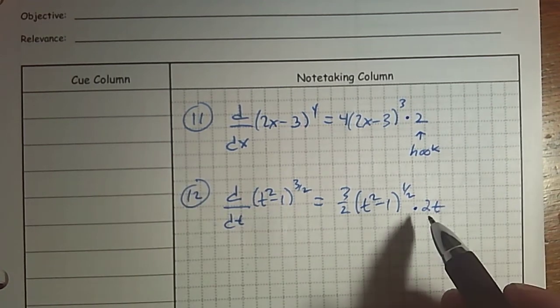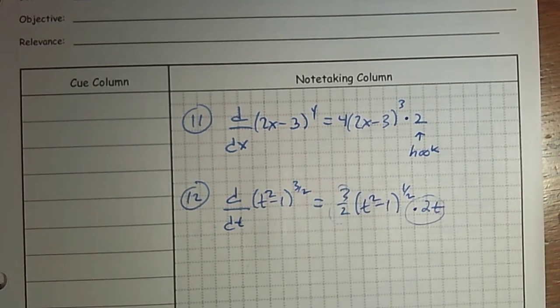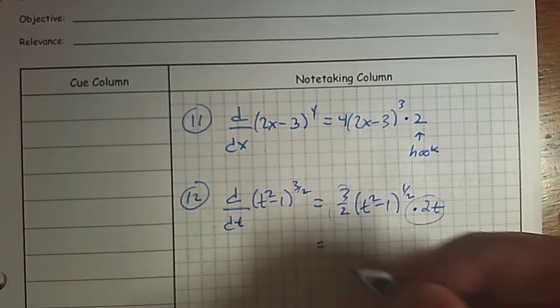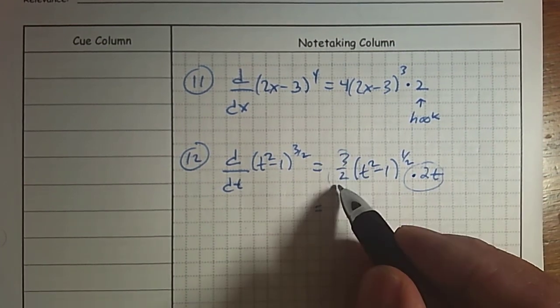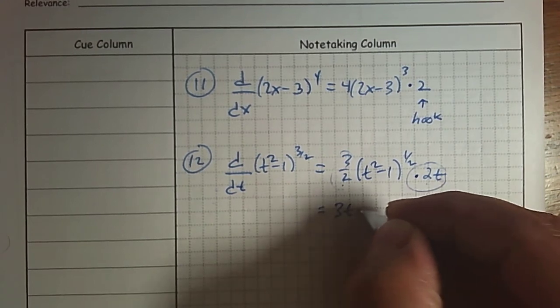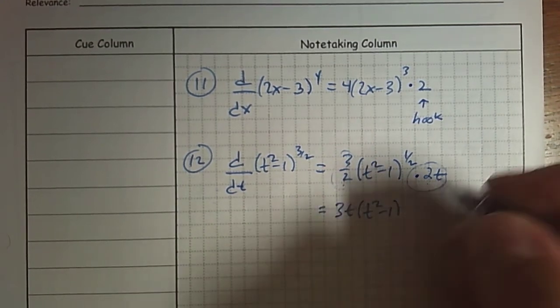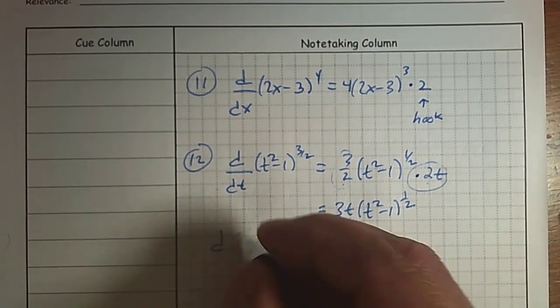Now, to this, I am going to multiply the back and the front to simplify it so that the next derivative is easier to do. So there's a reason to do this. So when I go 3 over 2 times 2, the 2s divide out, and all you're left with is 3t. And then you have (t squared − 1) to the 1/2. All right, now I can do what it's asked to do.